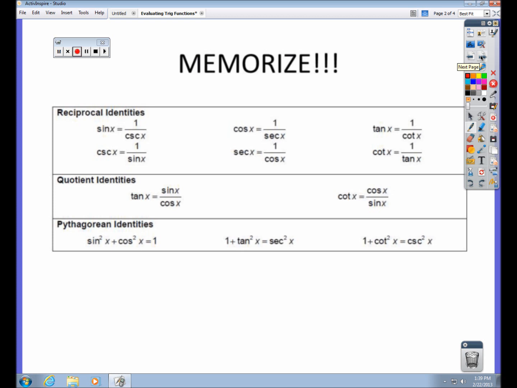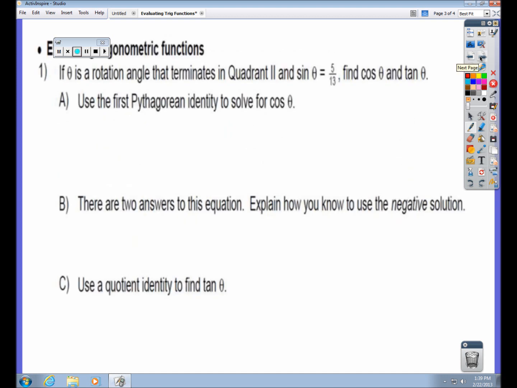Okay, so the first thing that you did today, you should have made flashcards. Again, these are going to count for a grade, and you have to memorize this information. These are the 11 critical identities that we're going to have to know because we're going to use those to get our answers. So work on memorizing these every night. Practice with your flashcards.